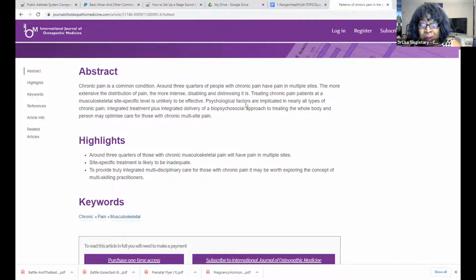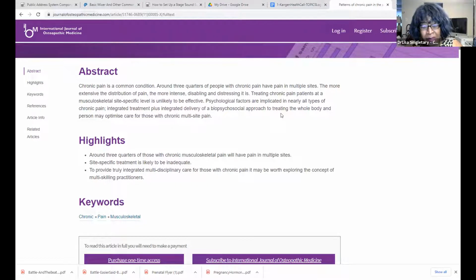Psychological factors are implicated in nearly all types of chronic pain. And I'm going to put "and disease" because Mr. Hope and I talk a lot about the psychological effects on people with chronic illnesses, whether it's pain or just a chronic disease that we're talking about. All right. Integrated treatment plus integrated delivery of a biopsychosocial approach to treating the whole body and person may optimize care for those with chronic multi-site pain.